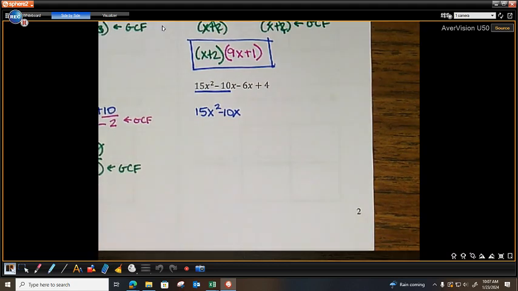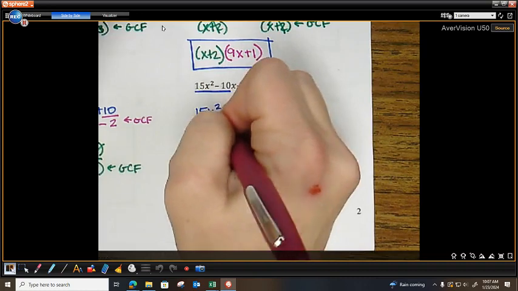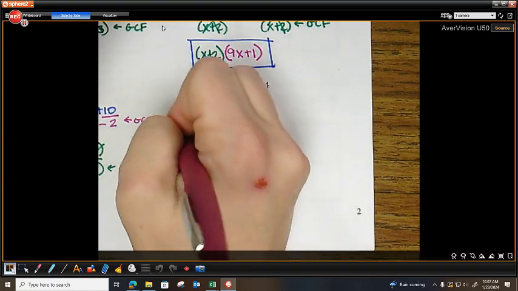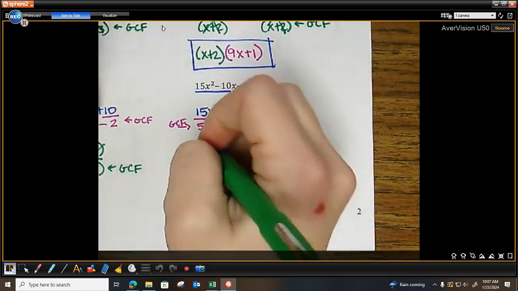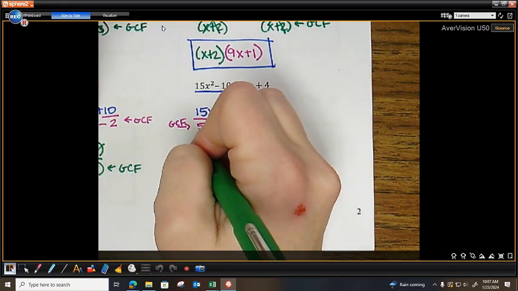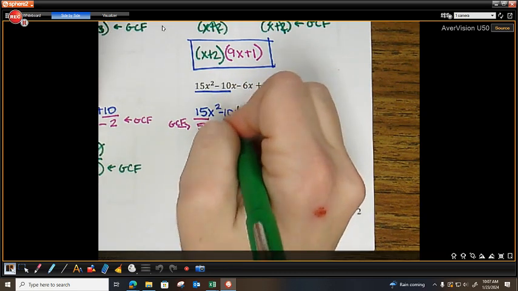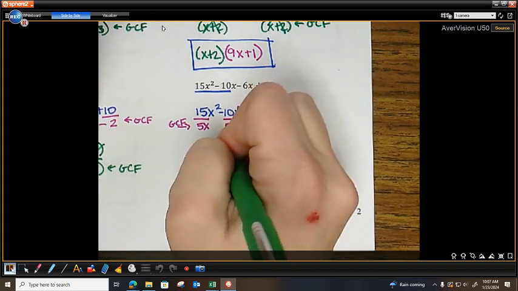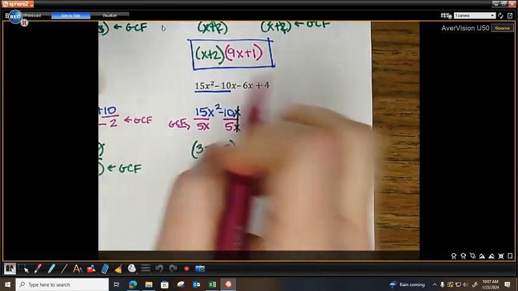What are 15 and 10 both divisible by? Do they both have an x? Do they both have an x squared? No, so 5x is my GCF. When I divide out 5x, what do I get? Negative 2. The x's cancel. Put it in parentheses, and what goes out in front? 5x.